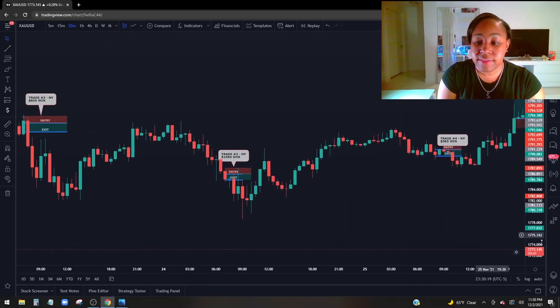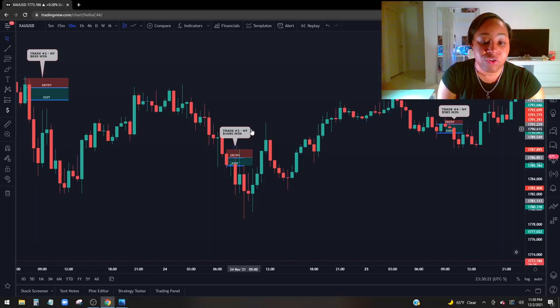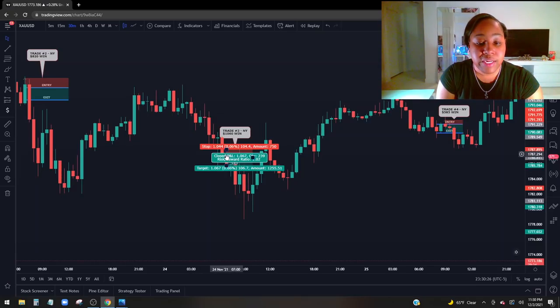All right. Looking at trade number three, which is on the next day, New York session, was a $10,060 win. Same deal. We were looking for sells here. Had stops literally above wicks.